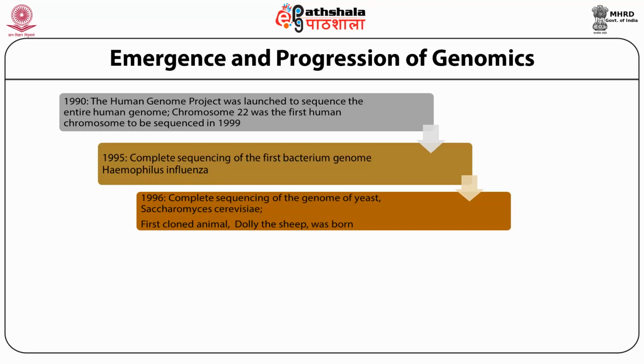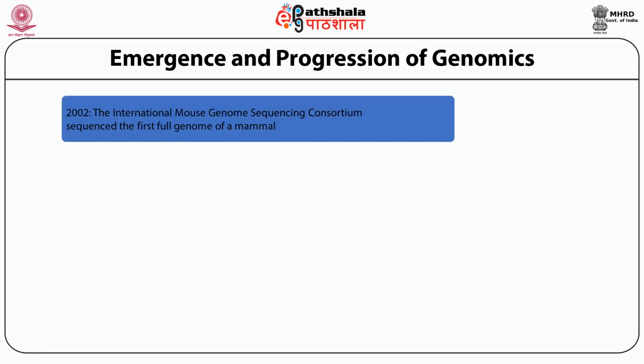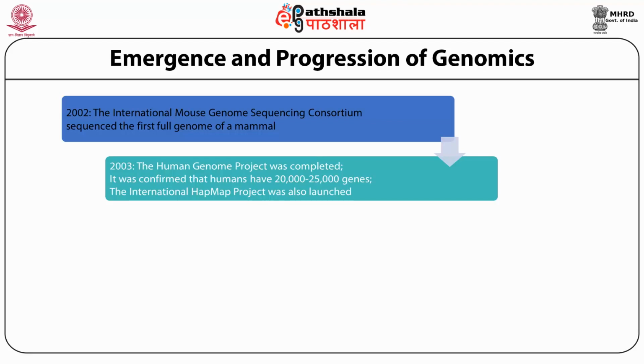Another landmark year was 1997, when the E. coli Genome Project was launched, and at the completion of the project, 4.7 megabase pairs of the E. coli genome was completely sequenced and shown to contain 4,500 genes. The first full mammalian genome, that of a mouse, was sequenced and published by the International Mouse Genome Sequencing Consortium in 2002. Later, in 2003, the flagship Human Genome Project was finally accomplished, and it confirmed that humans have around 20,000 to 25,000 genes.